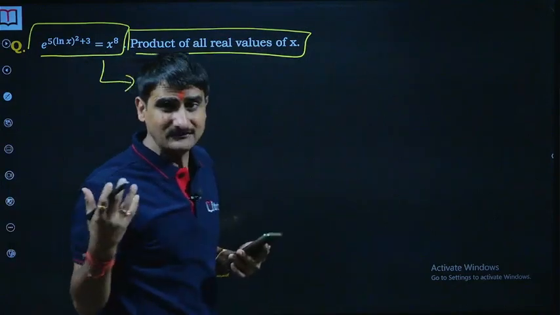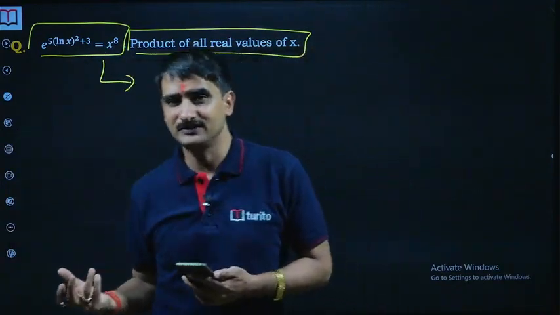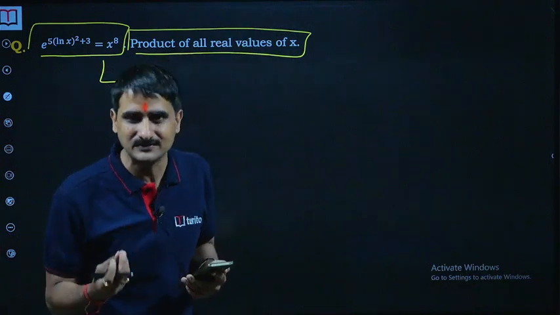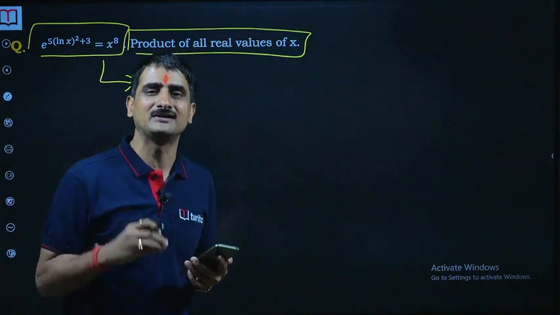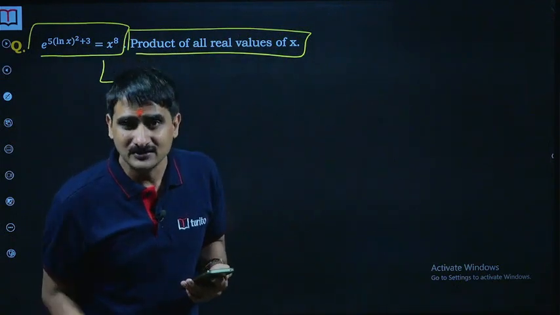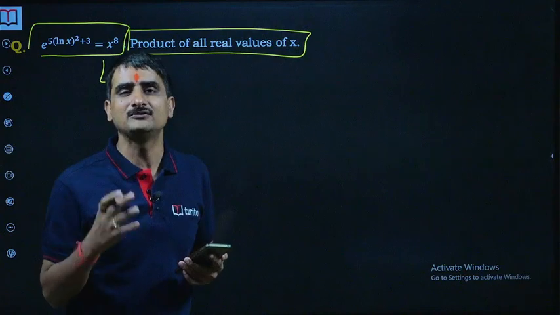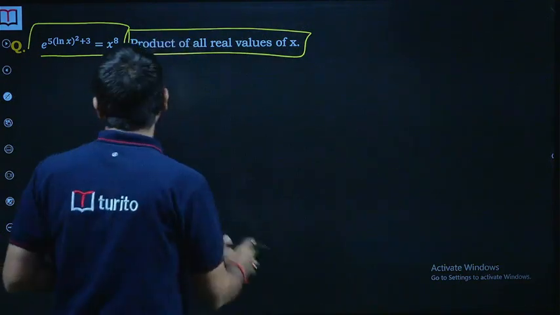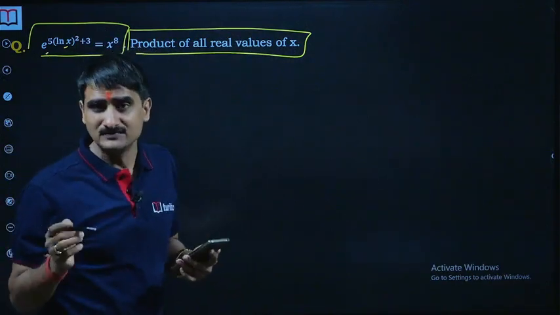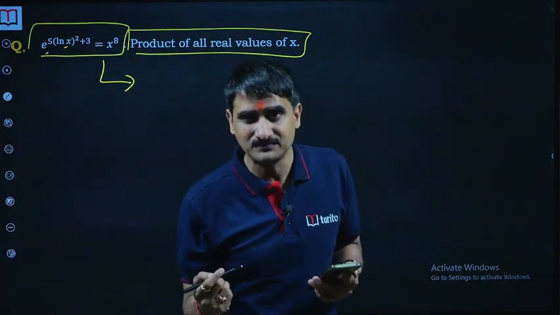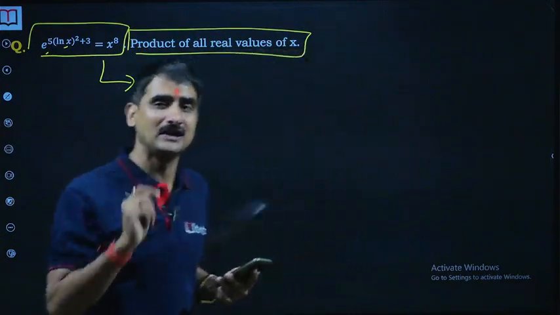Okay, now product of all real values of x. See, one side you have exponential and log and another side you have algebraic. As my students must know, I never suggest solving an equation which involves two or more different types of functions. But here you have exponential and within the exponential you have ln. So that means we can get rid of the e part at least, and how? By taking ln on both sides.